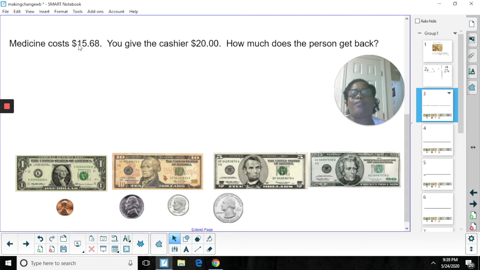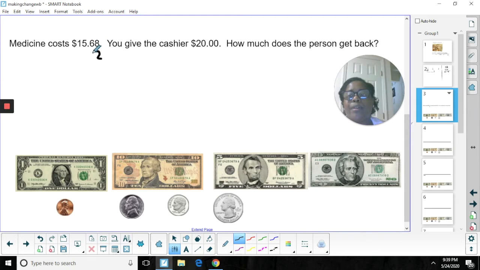Okay, medicine costs $15.68. You give the cashier $20. How much change does the person get back? Okay, so we're going to go over here, and we're always going to start with our coins first. Okay, these are our coins right here. We're going to start in this one place. Now, what number will we put here that would make it add up to 10? Did you say 2? If you did, you were correct.